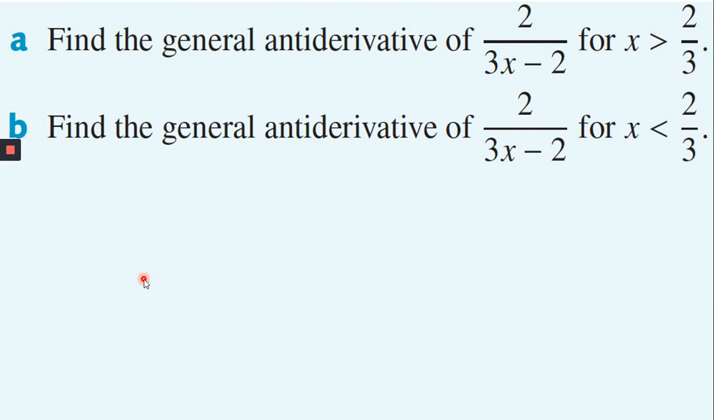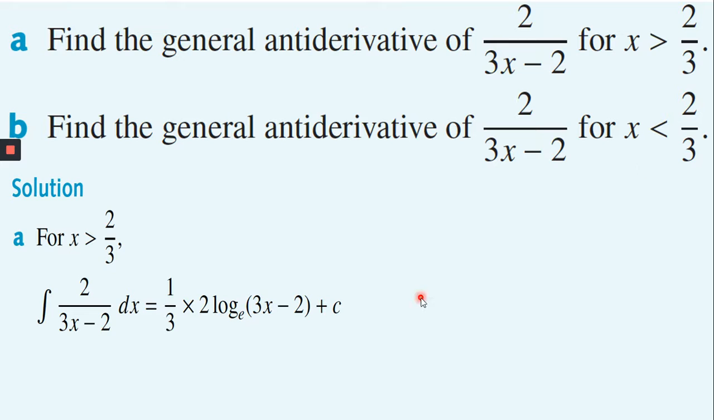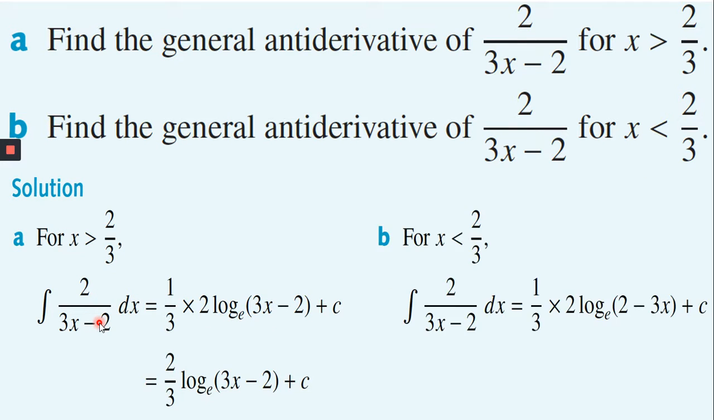Find the general antiderivative for that. That is greater than 3 over 2 or less than 3 over 2. So there's the one where it's greater than. There's the one where it's less than. So we end up with 2/3, 2 minus 3x, 3x minus 2. So these are just swapped around the other way.